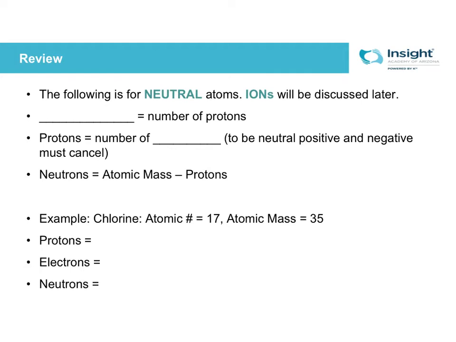All right, so review. See if you can fill in the blanks here. This should be atomic number. This should be electrons. Those are equal when you're dealing with neutral. And then you should have 17, 17, and 35 minus 17 equals 18. All right, so here's how you deal with neutral atoms. We've actually already discussed ions, but isotopes are neutral, just slightly different.